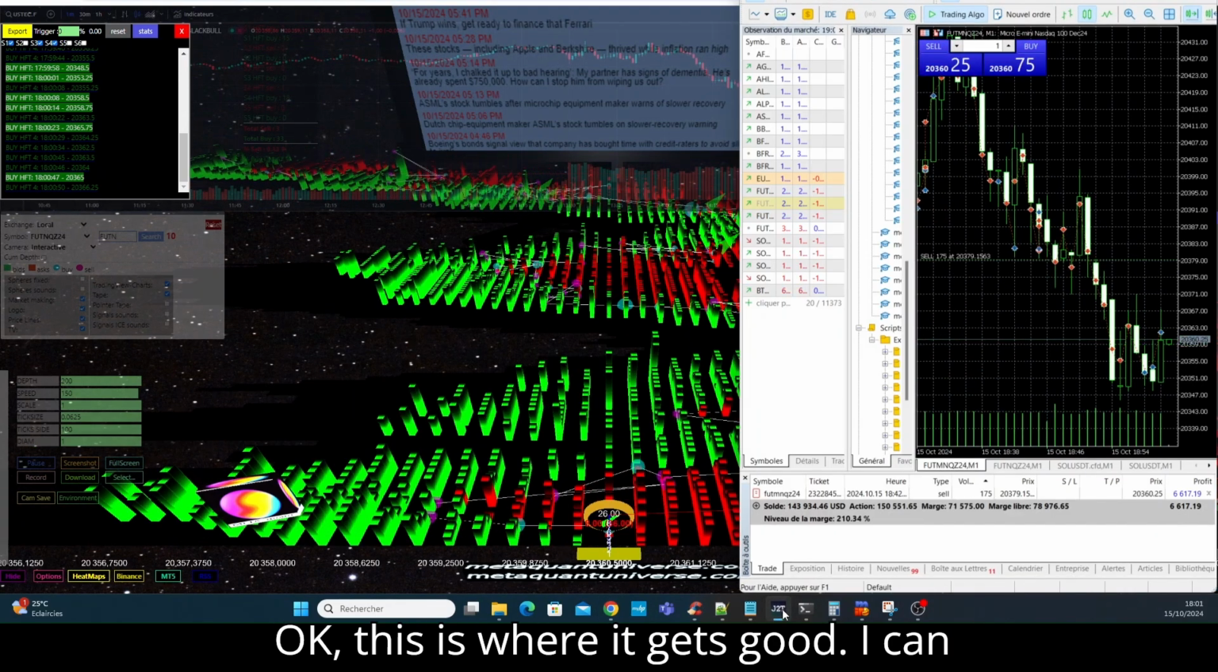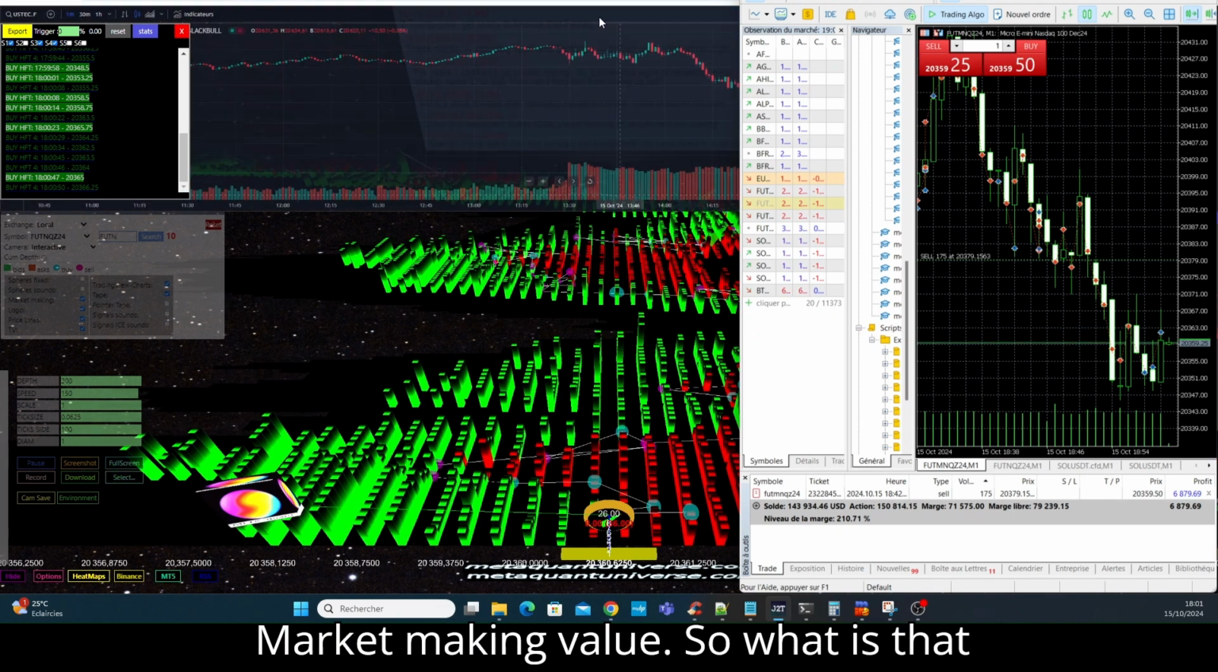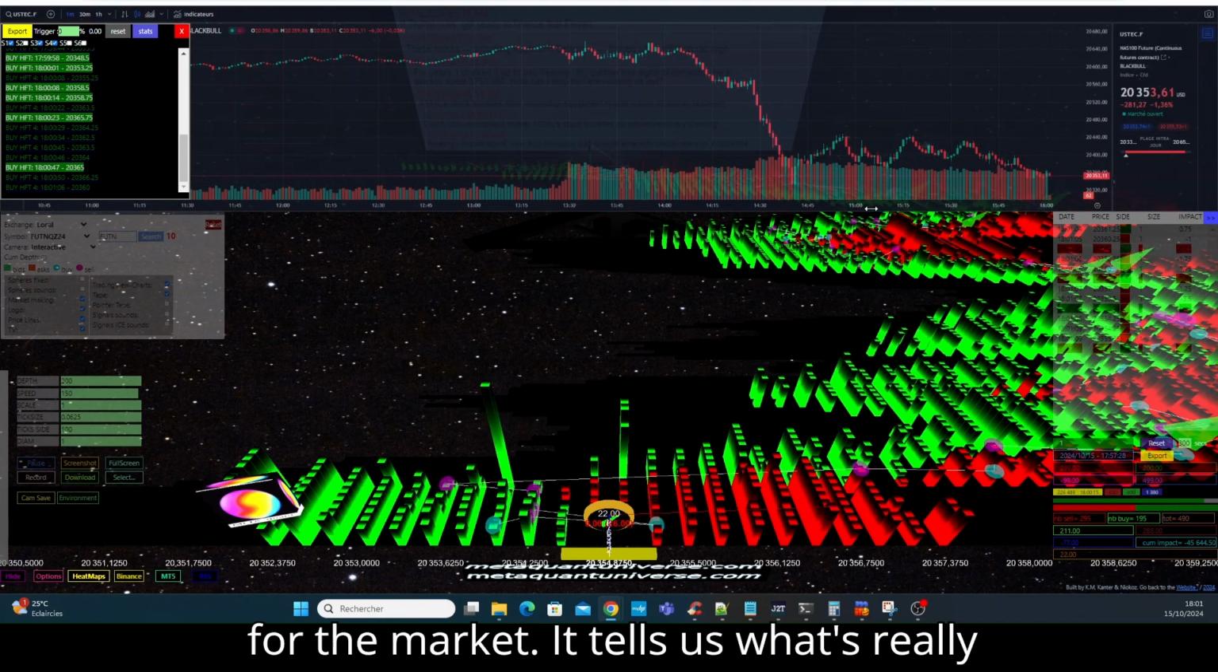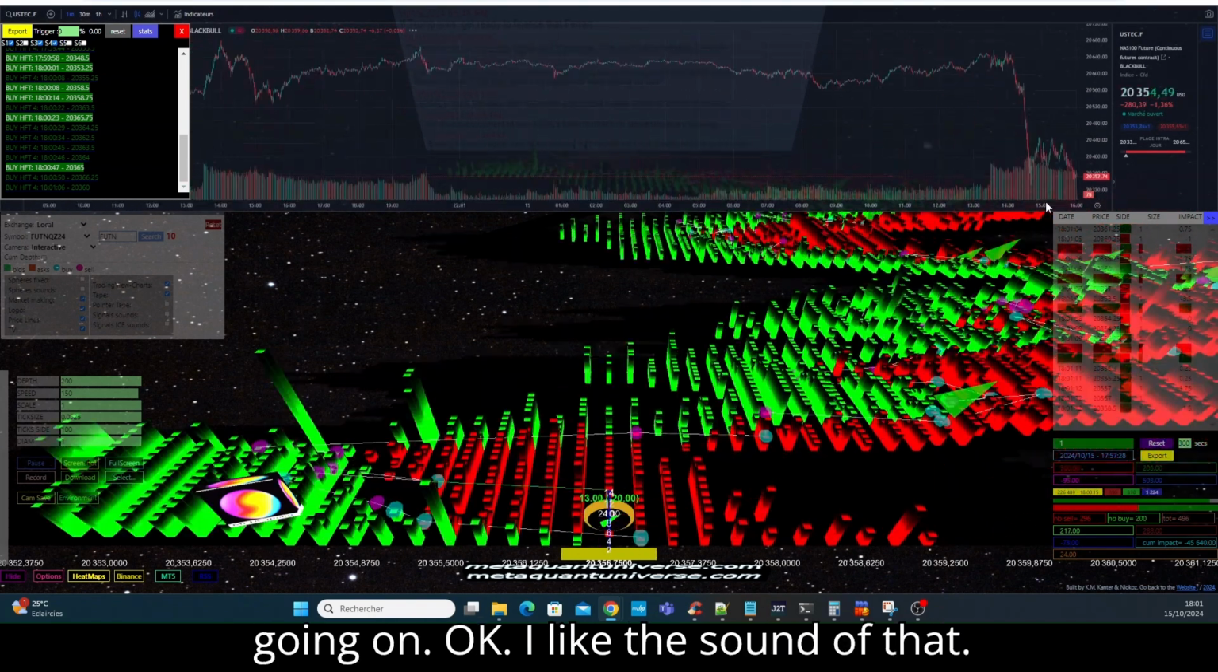Okay, this is where it gets good. I can feel it. This is where the magic happens. Market-making value. So what is that exactly? It's like our secret decoder ring for the market. It tells us what's really going on. Okay, I like the sound of that.